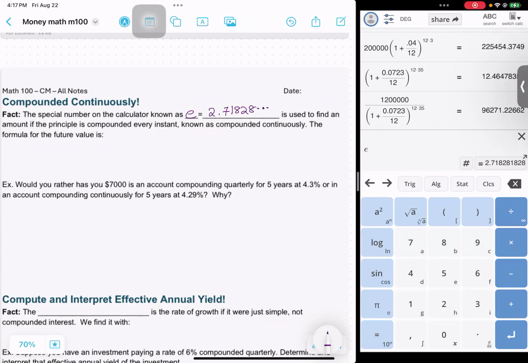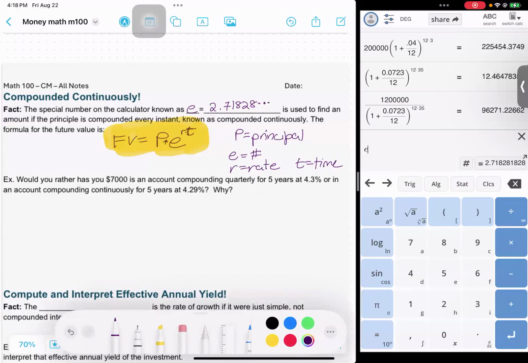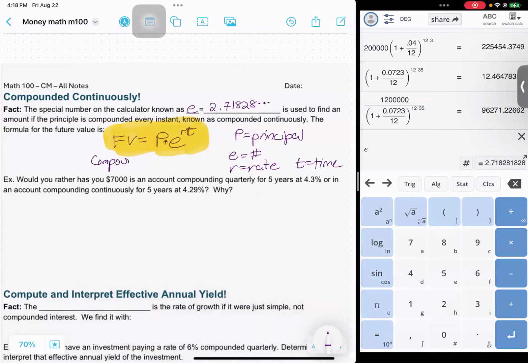Okay, so this future value is not going to use a 1 plus anymore. This compounded future value is still going to use the principal, but then we're going to multiply it straight by e to the r times t power. So P is still our principal. e is this new special number. r is still our rate, and t is still our time, but we are compounding continuously every single instant. Every single instant we can compound, we are. So again, if you see the words compounded continuously.